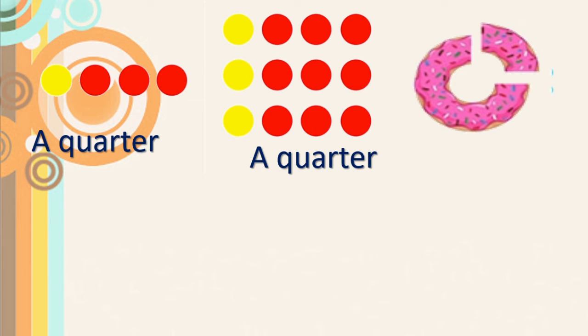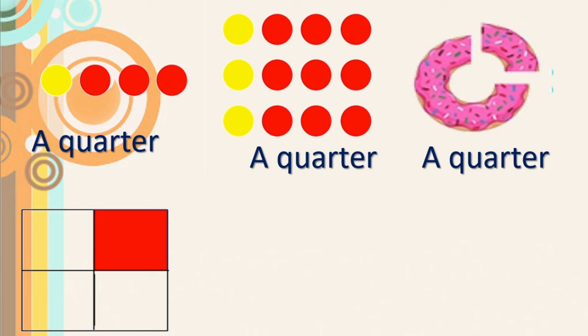See here, this is a donut. Come on, tell me how much portion is cut? Yes, again a quarter portion. Right? Here you can see 4 blocks. One is colored in red. That is nothing but a quarter. Right?